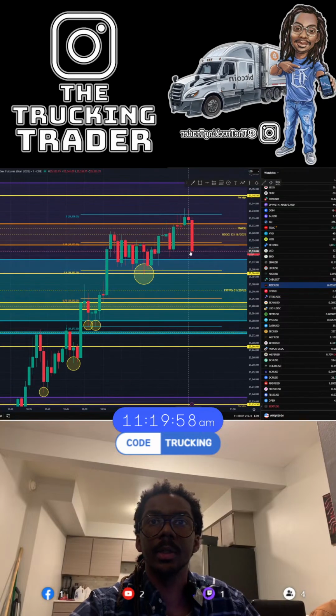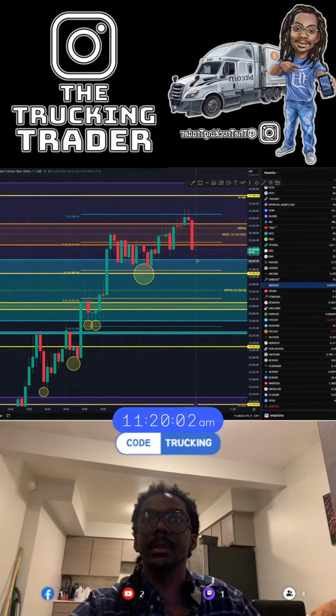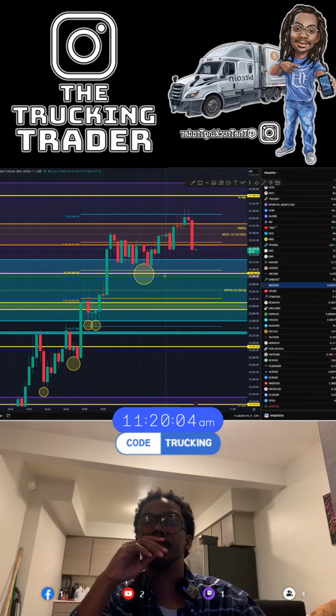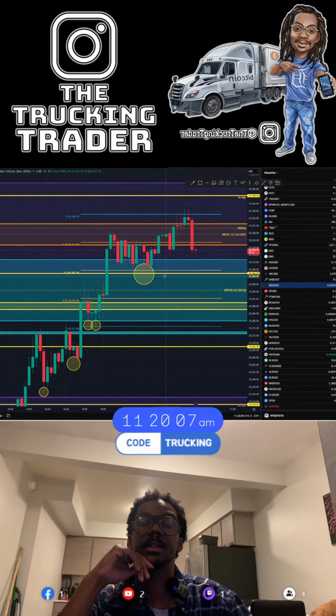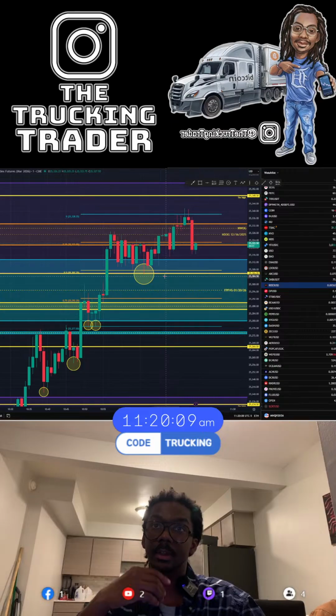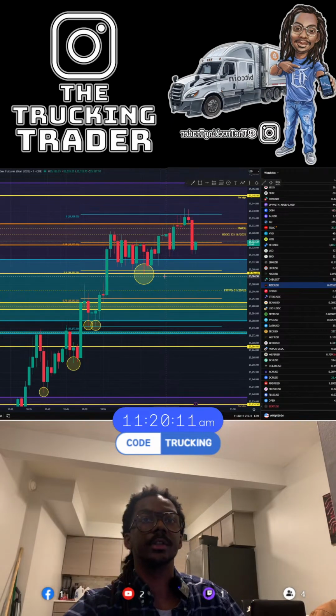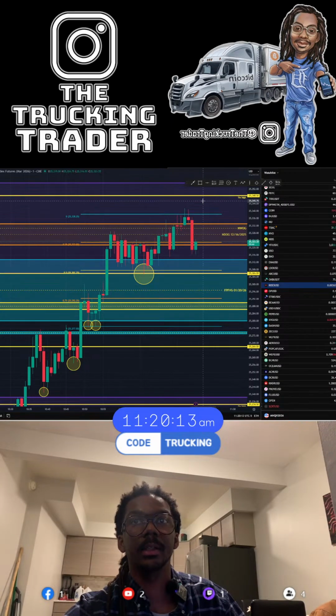And even right here, you guys can see we're getting a pullback right around this liquidity that I was telling y'all about. Is this going to be the pullback to actually really start to go lower, or is this just a pullback just to continue higher, right, and take this liquidity?